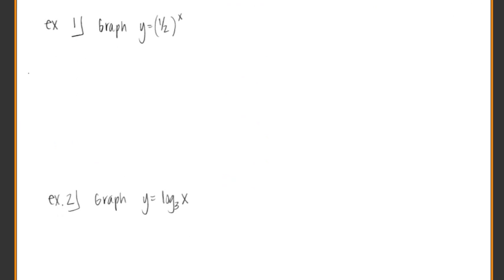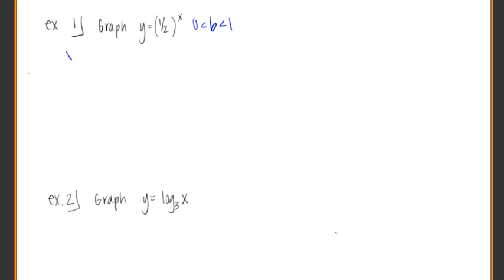Okay, well, let's start here with example 1. We want to graph y equals (1/2)^x. So when I look at this, the first thing I notice is that the base b is less than 1, still greater than 0, but less than 1. So I know, if I go up there and look at my notes, that my graph is going to be up in quadrants 1 and 2, and that it's going to decrease through the point (0, 1).